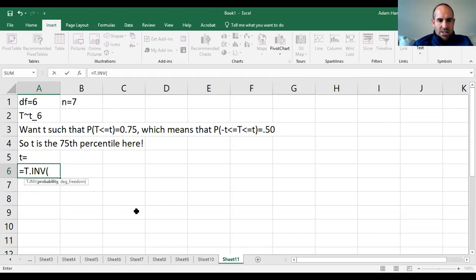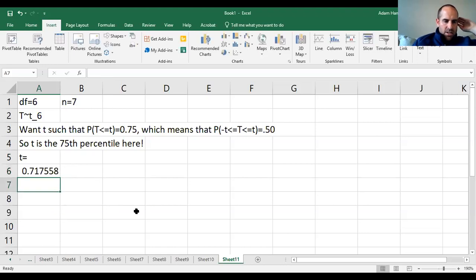So give me a probability. How much probability do I want to the left of this? Well, 0.75. What's our degrees of freedom? Well, 6. And 0.718, which is exactly what that table gave us. We had 0.718 before.